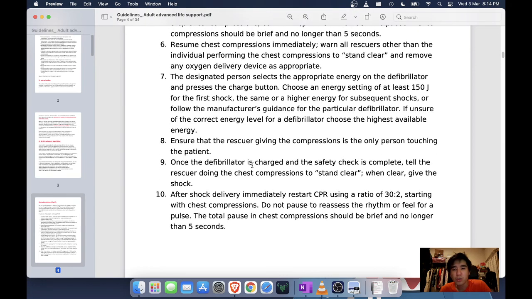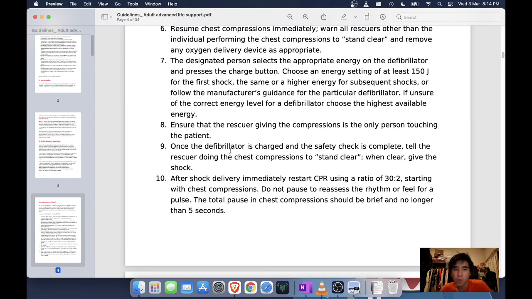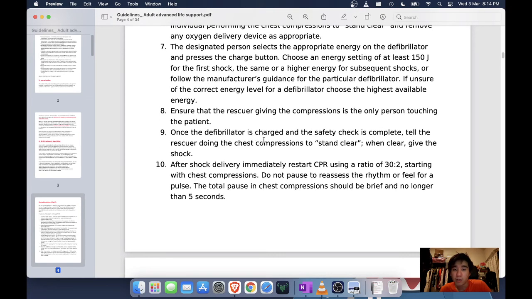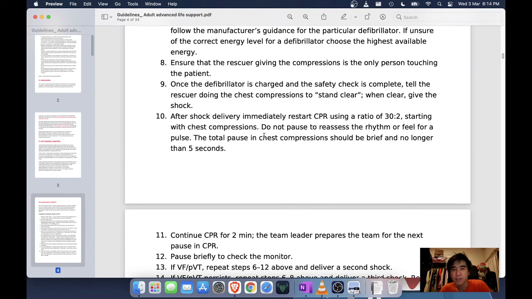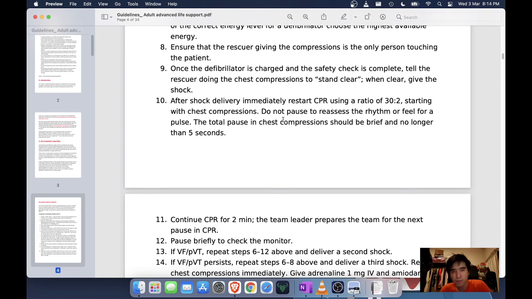Ensure that the rescuer giving the compressions is the only person touching the patient. Once the defibrillator is charged and the safety check is complete, tell the rescuer doing the chest compressions to stand clear. When clear, give the shock. After shock delivery, immediately restart CPR using a ratio of 30:2, starting with chest compressions.